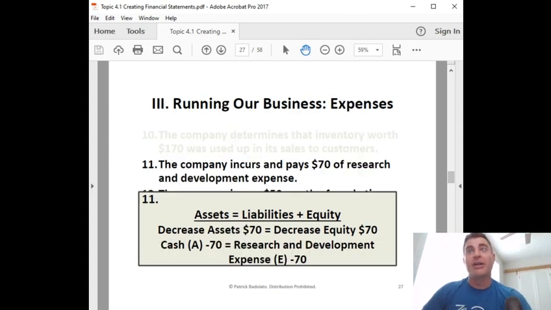All right. 11. Similar thing. These are all going to cover expenses, although I'm going to vary which expenses they are. So we incur and pay $70 of research and development expense. What do I have here? I'm going to decrease my assets.